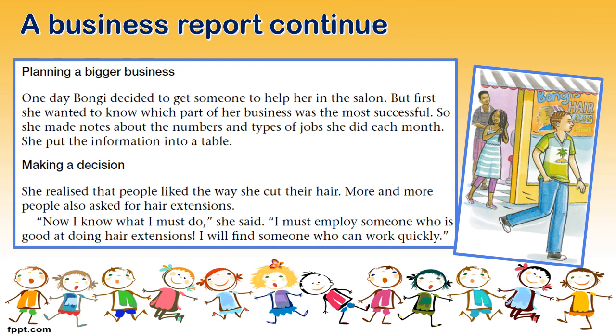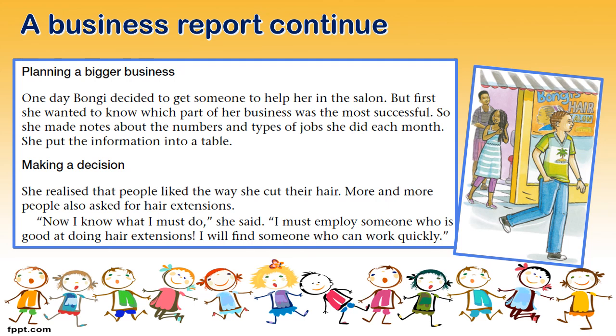Planning a bigger business. That is a caption. One day, Bongi decided to get someone to help her in the salon. But first, she wanted to know which part of her business was the most successful. So she made notes about the numbers and types of jobs she did each month. She put the information into a table, and we saw the table on the previous page, right? And you will have it in front of you in your book.